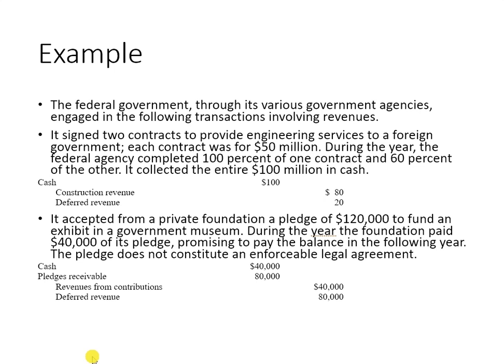So this is a non-exchange revenue. It's measurable, but it has to be legally enforceable. The $40,000 paid, for sure it's revenues, but how about the rest, $80,000? Because it's not legally enforceable, it's not revenues yet. Okay, so it's deferred revenues. We credit revenues and credit deferred revenues, and debit cash and debit pledge receivables. Unless it's legally enforceable, then we can recognize a revenue.